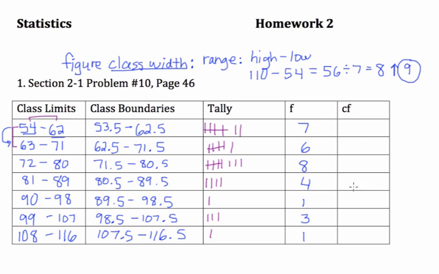Your cumulative frequency is a running total. So the first one starts with 7, then you add on the 6, then you add on the 8, then you add on the 4, and so on. A running total.